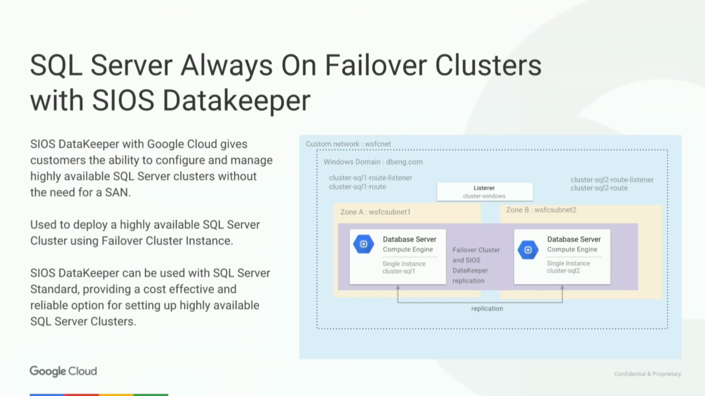As you can see in the diagram, SIOS DataKeeper allows you to specify your cluster and manages the replication between the two database servers without actually needing a SAN. So that's one option. The Standard edition is great because it does not support as many high availability features as Enterprise, and it's also a cost-effective way. So I definitely encourage you to go and look at the solution.